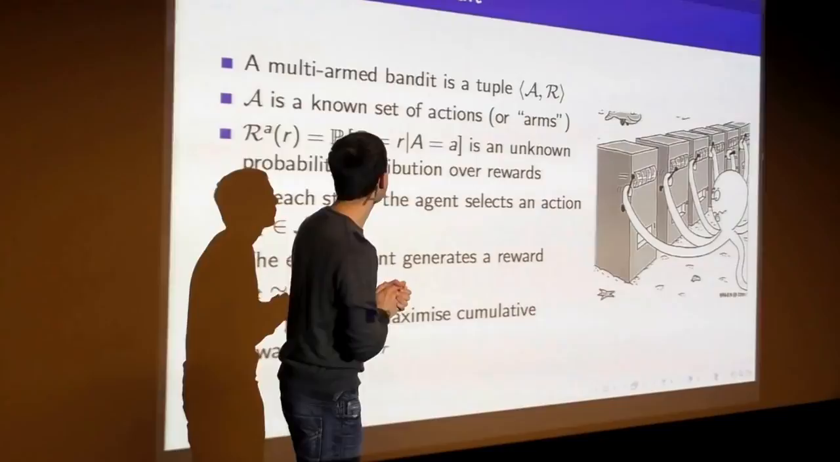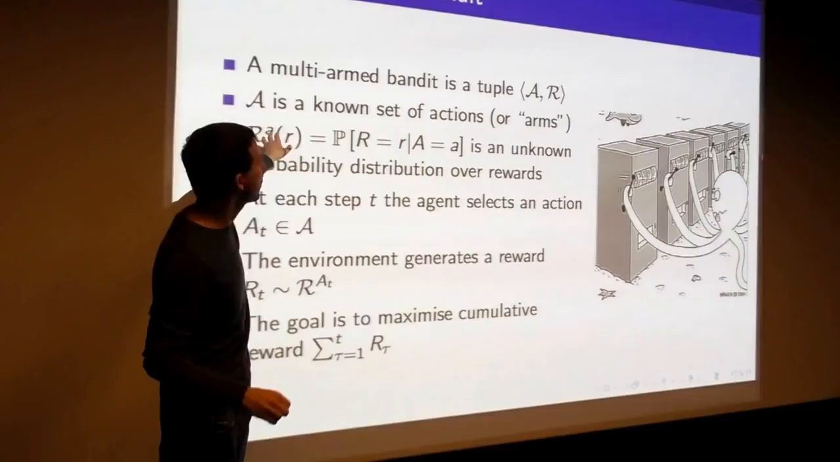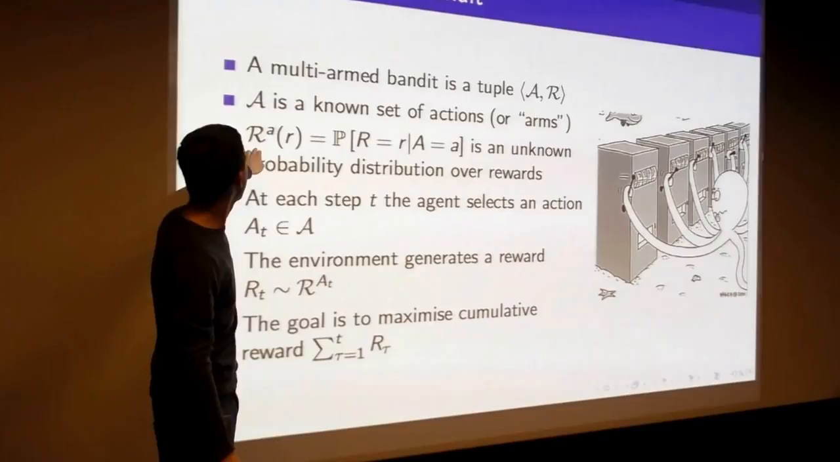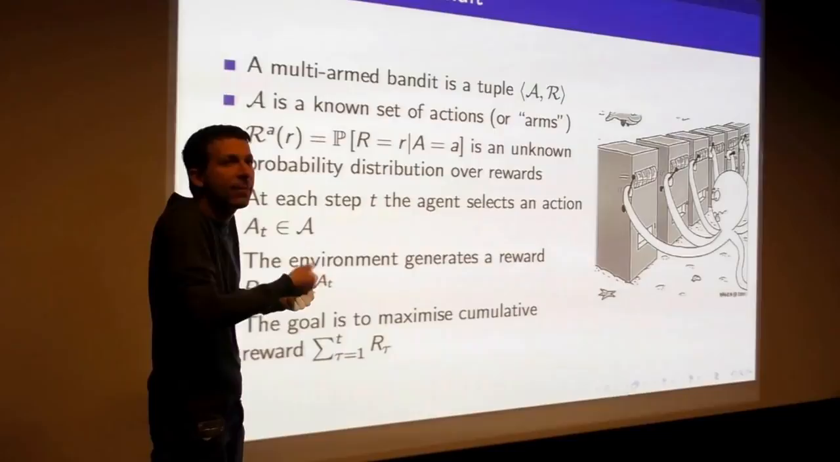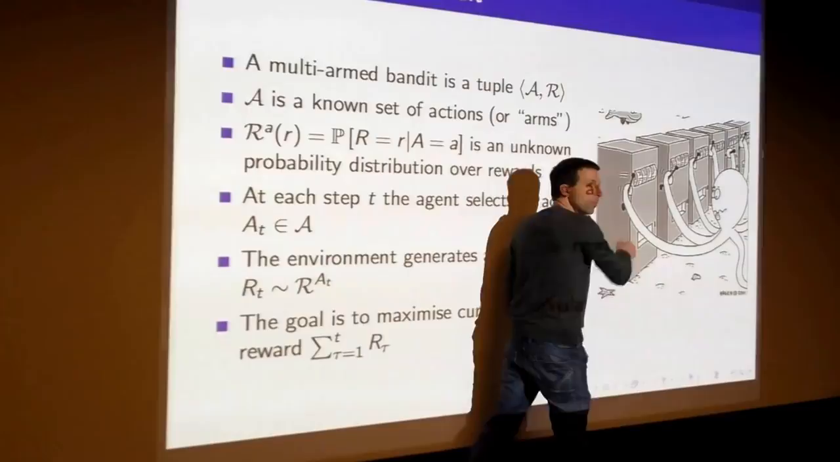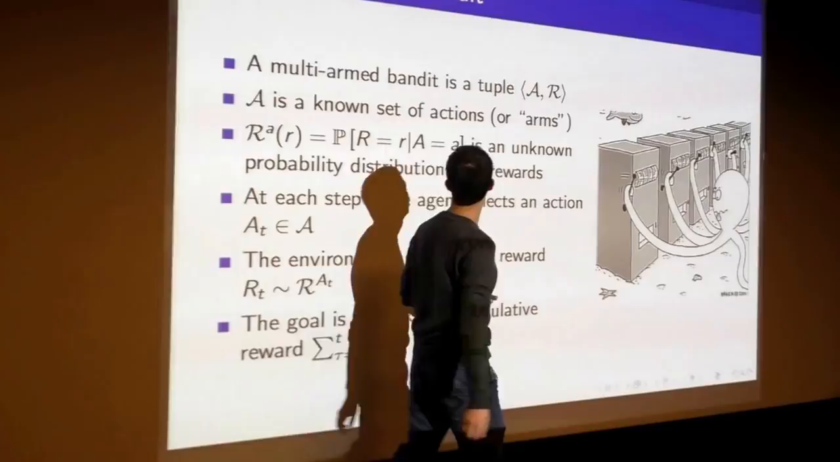So, formally, we've got an action set, which tells us all the different arms of this thing. We've got a reward function, which is just the reward for some given action A. It tells us the probability of getting any different reward, so it's a distribution over rewards. If I pull this arm, what's the distribution over the reward that I'll get from this machine? What's the payout I'll get from it? So that's this thing, and there's a different distribution for each machine.